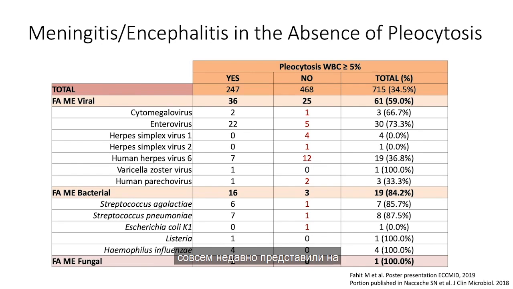This is our data that we presented just recently at ECCMID on 715 patients. We broke it up by viral and bacterial pathogens. And we actually only found that 59% of our patients with a viral meningitis or meningoencephalitis had pleocytosis. The ones that did not included all of our HSV 1s and 2s, so all total 5, a number of enteroviruses, parechoviruses, and a number of the HHV6s as well. And this also included 3 different bacterial targets that we would consider true bacterial infection that also did not have pleocytosis.